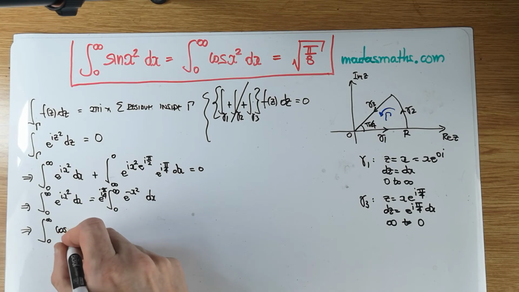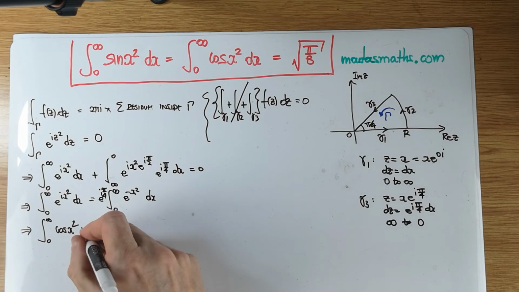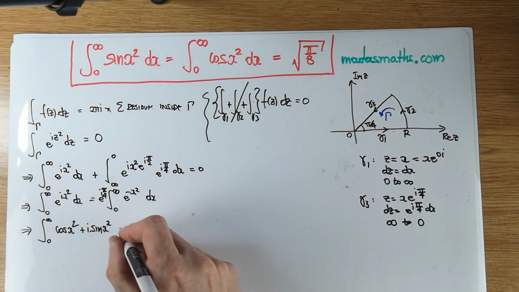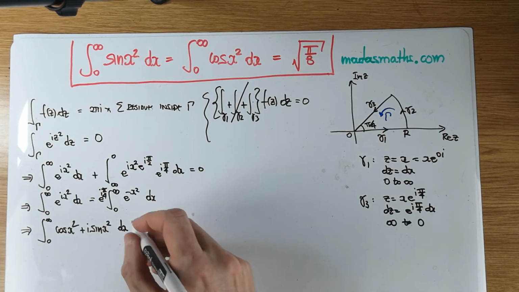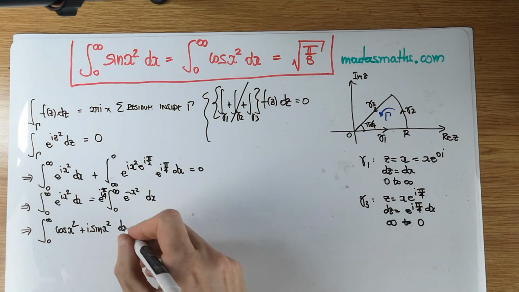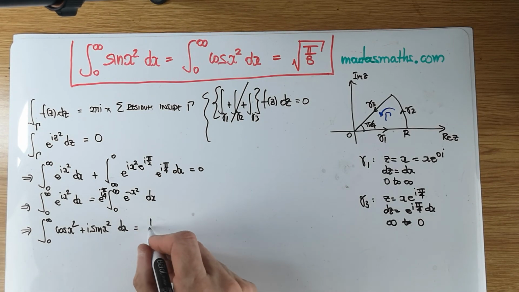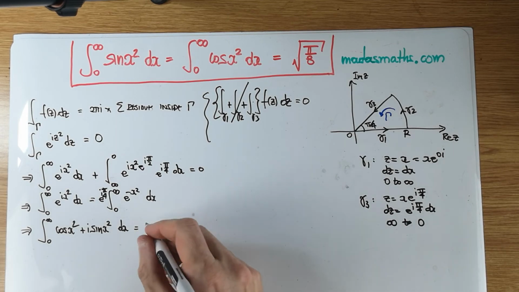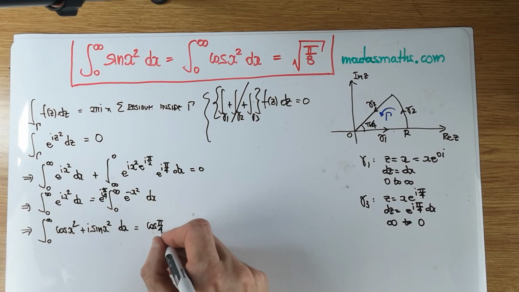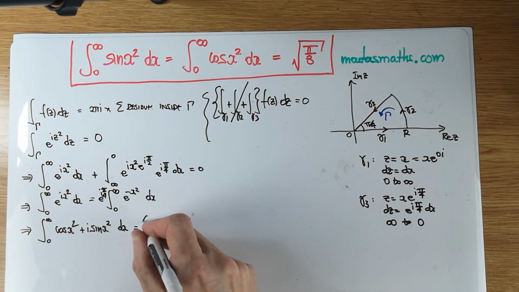So this is going to be the integral of cos of x squared plus i sine of x squared dx. Now e to the i pi over 4 is, of course, let me just write it in full. It's going to be the cos of pi over 4 plus i sine of pi over 4.